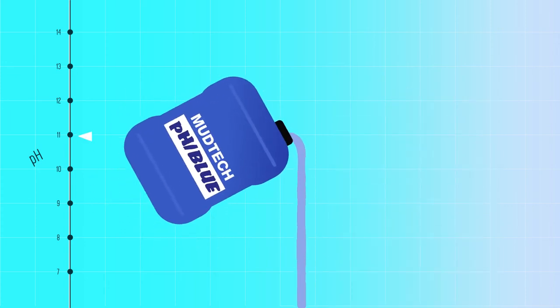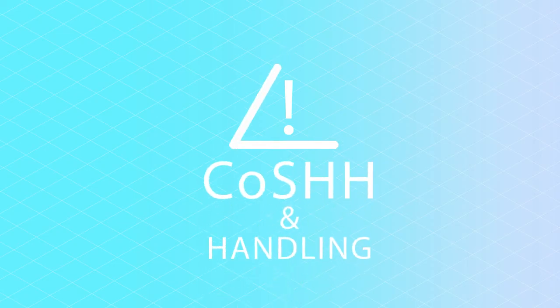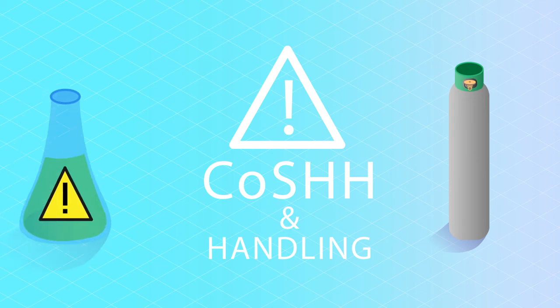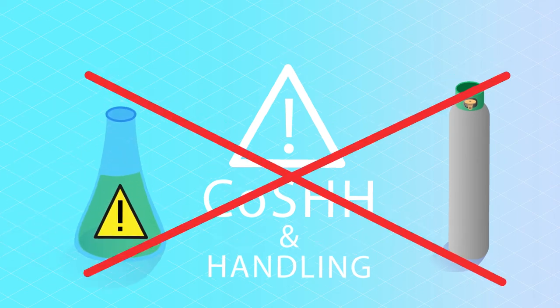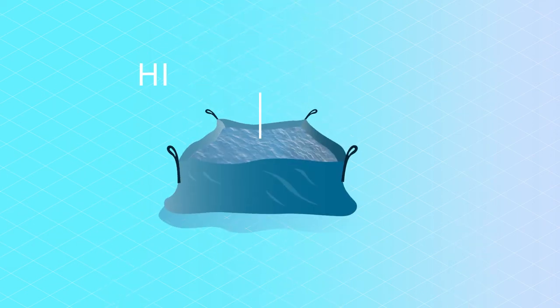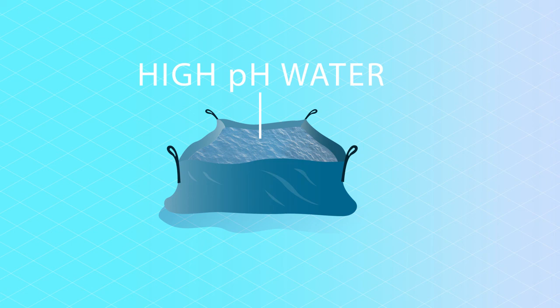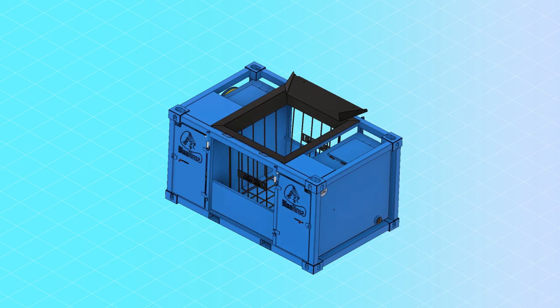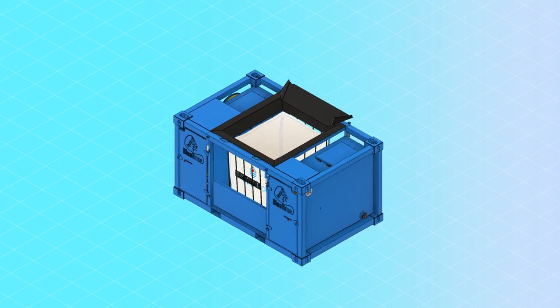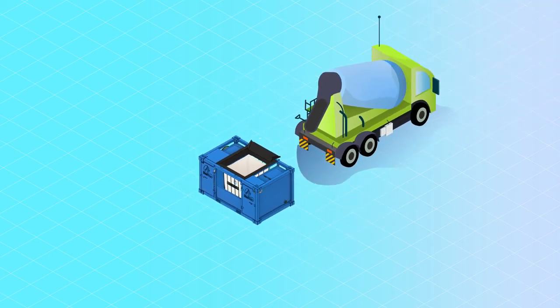The site foreman doesn't have to worry about the cost or handling issues of managing gas canisters or acids. There's also no storing on site or shipping off site of dangerous high pH water. Less spoil means a more tidy site. The environment manager is happy to have the right equipment to avoid generating hazardous waste.